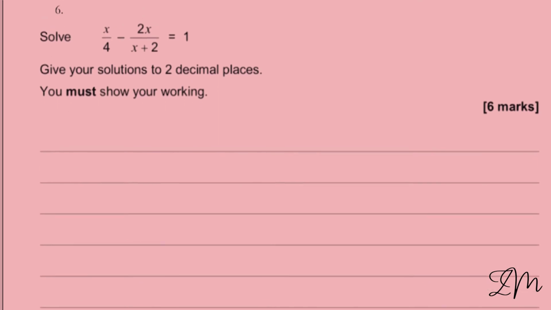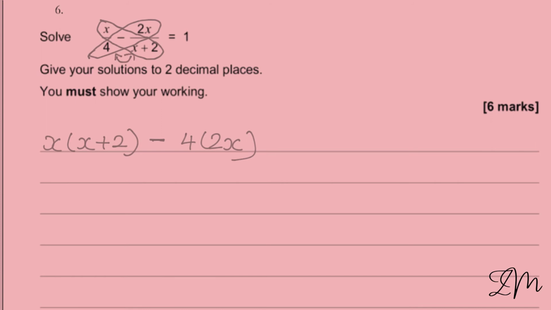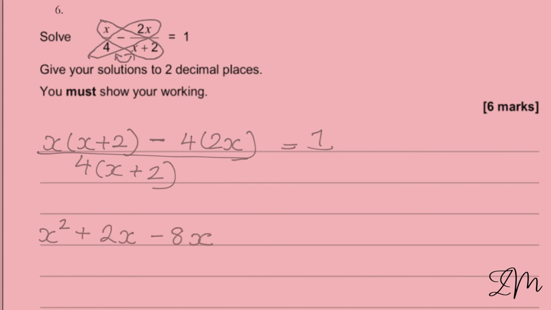So let's have a look at this. So here is just like a normal fraction on the left-hand side. So you're going to butterfly it. x multiplied by x plus 2 minus 4 multiplied by 2x, all over whatever's on the bottom, equals 1. Right, so we're going to get x squared plus 2x minus 8x over 4x plus 8 equals 1.